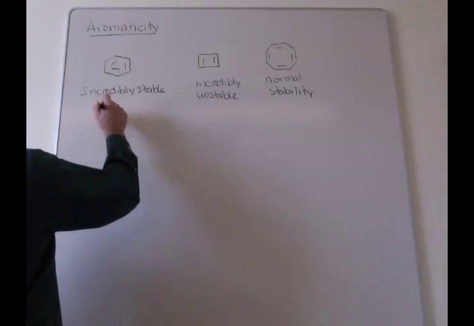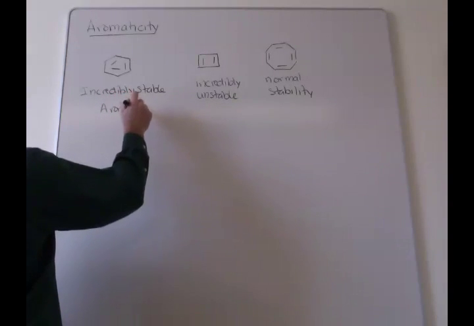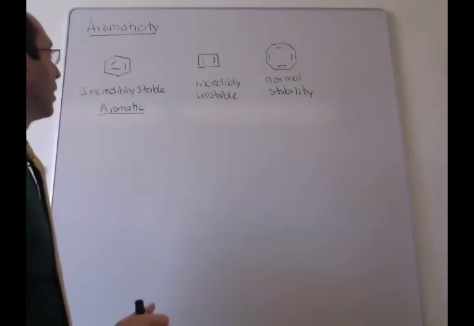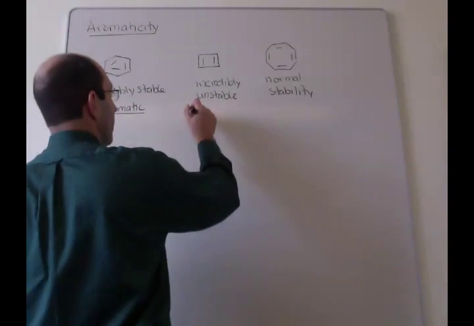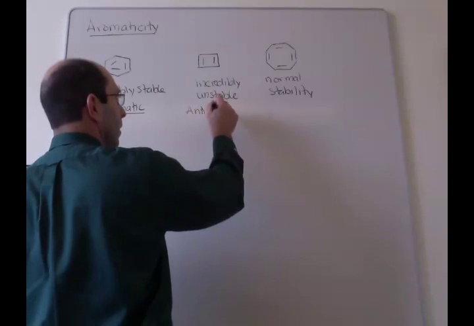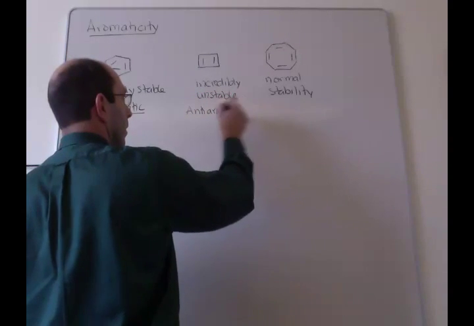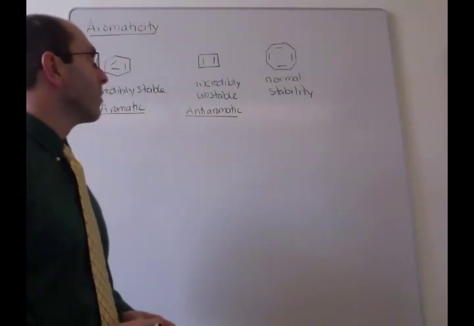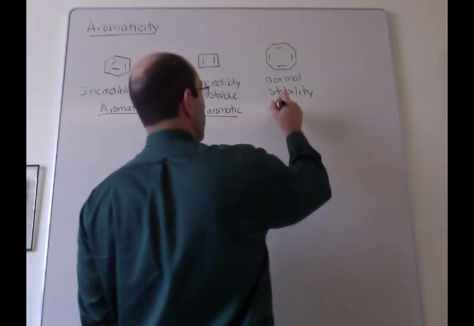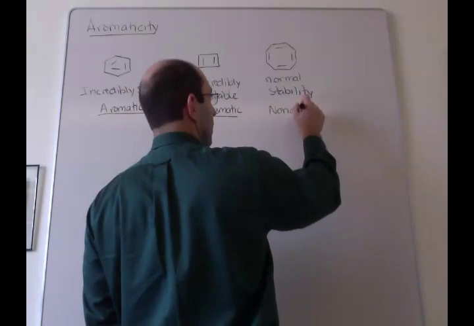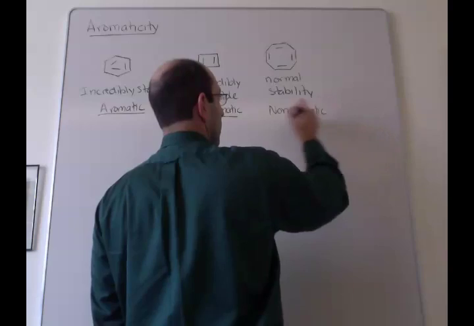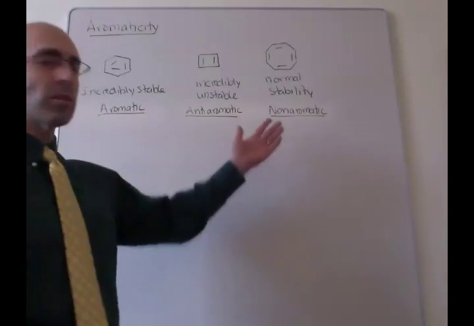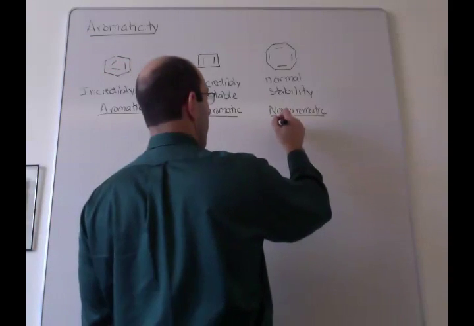Benzene is what we call aromatic. Aromatic molecules are unusually stable. Cyclobutadiene is anti-aromatic. Those molecules are unusually unstable. And normal stability, these are just regular molecules, which are non-aromatic. And when we think about these 3 classes, most molecules are non-aromatic.